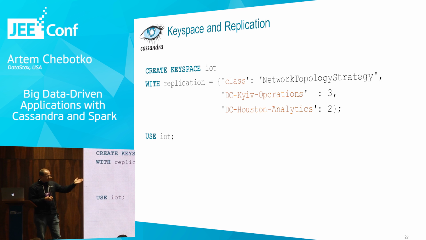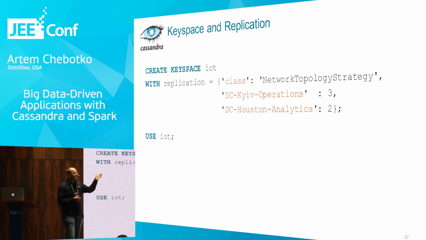But the way you define schema in Cassandra, you start with a keyspace. Okay, a keyspace serves the role of a database or database schema, and in addition, you specify all replication parameters in your keyspace.